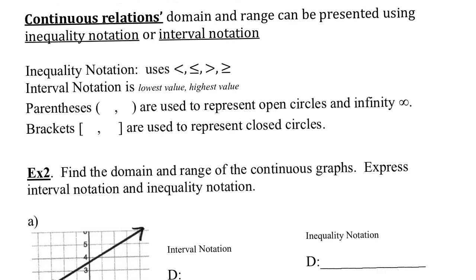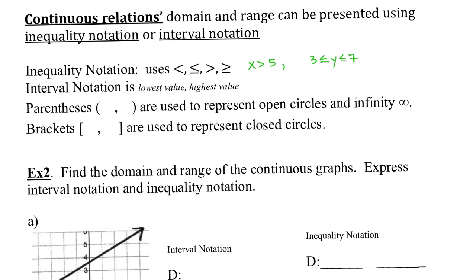Okay, in the last example, we were looking at a discrete relationship. This is a continuous relationship, meaning it's a connected graph. The domain and range can be represented using either inequality notation or interval notation. Inequality notation uses less than or equal signs, greater than or equal signs. So for a domain, it could be like x is greater than 5. It could be like 3 is less than or equal to y is less than or equal to 7, but it has inequalities in it.